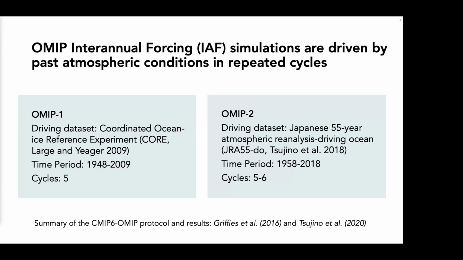Use those at the atmosphere, at the surface, to drive your ocean model from, in the core case, 1948 to 2009, with our best guess of what happened. And then you repeat. You go that 5 times, from 1948 to 2009 and back, 5 times, to give the ocean model an attempt at spinning up. And then you do the same thing with JRA 55.